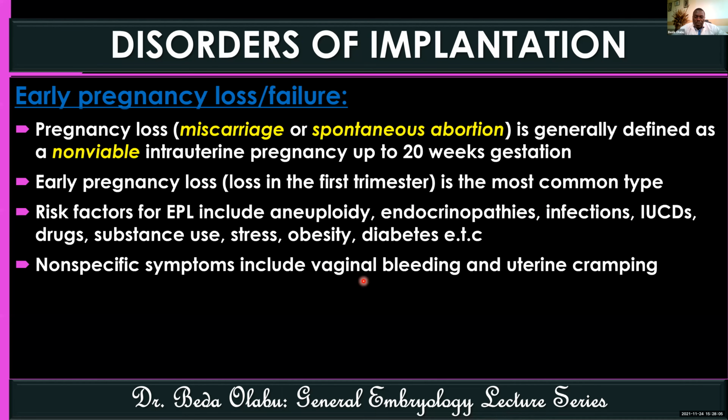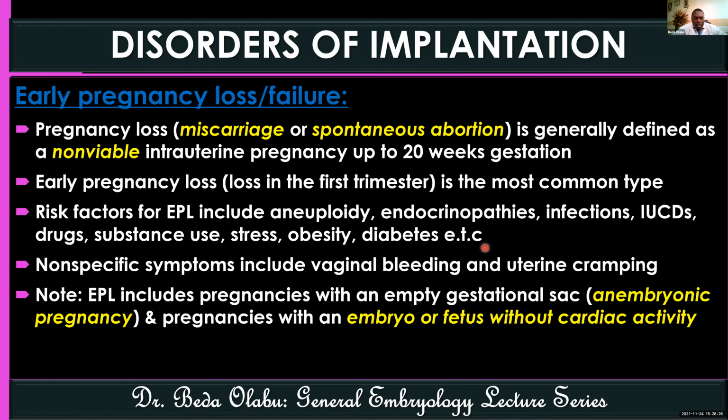The symptoms for early pregnancy loss will be non-specific. So when you see them, you can't really conclude. You may have to do some other tests to confirm. But they'll include vaginal bleeding and perhaps some lower abdominal pain, which comes from uterine cramping. When you use the term early pregnancy loss, there are 2 terminologies that you need to be familiar with. And maybe one of them is what applies now and another one we'll use later.